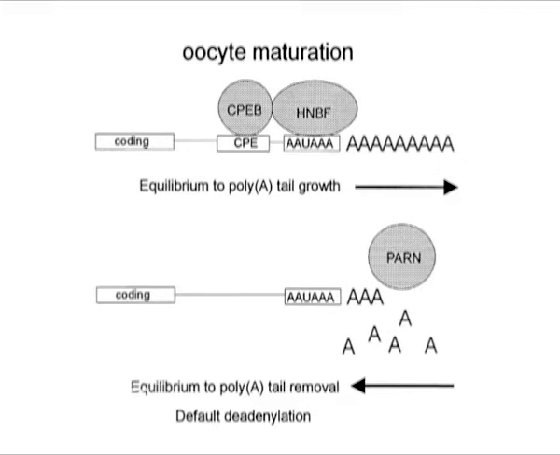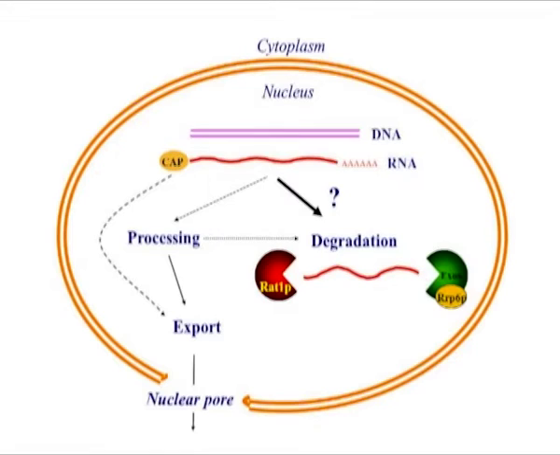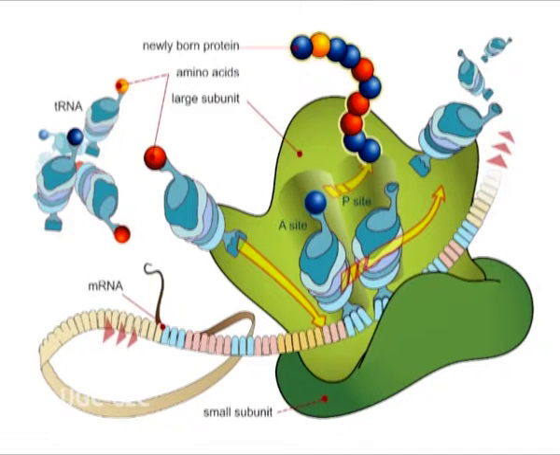Maturing oocytes and eggs provide a striking example of the control of gene expression by means of Poly-A addition to specific mRNAs. Now, the significance of polyadenylation. The Poly-A tail aids in the export of mature mRNA from the nucleus through nuclear pores. It seems to serve as a recognition signal for the ribosome that is required for efficient translation of mRNA.